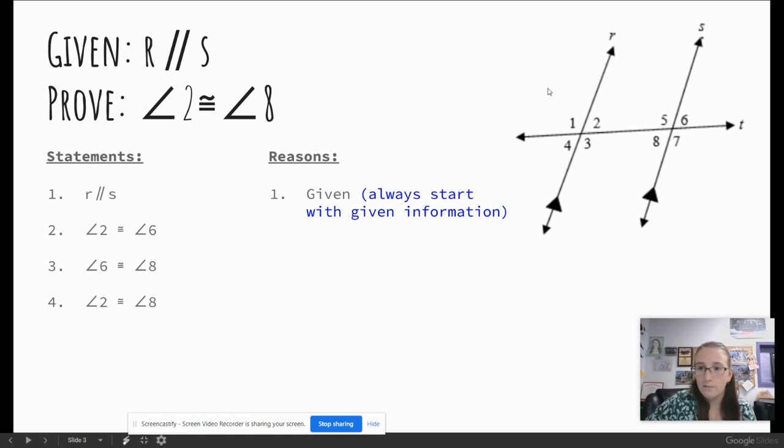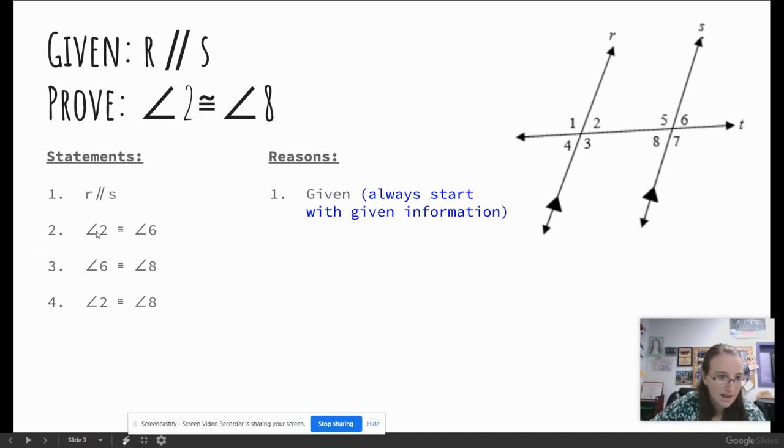Based off this picture, what this says is R is parallel to S. That's what this little symbol means. R and S are parallel. So if you notice, our first statement is the given. We always start with the given information because that's what we have to work with, right? When you copy this, guys, you don't need to copy the blue stuff. If you'd like, you can just copy the reason itself.